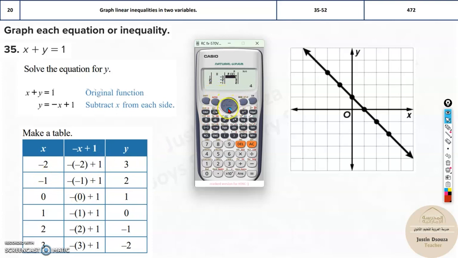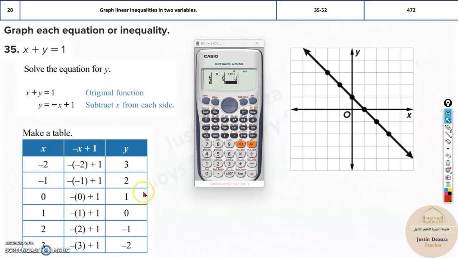-3 is 4, -2 is 3, -1 is 2, 0 is 1. You can see all the answers will match. So you can easily get the table from the calculator. Now you know how to plot. X is -2 and y is 3. This is -2, 3. Same way, -1, 2, and 0, 1. Plot all these points and draw the straight line. That is how we can easily graph.